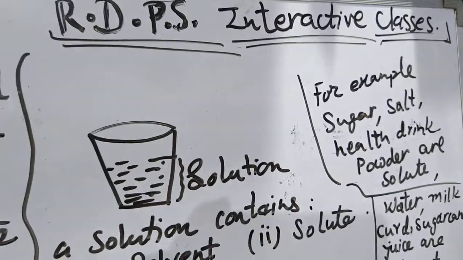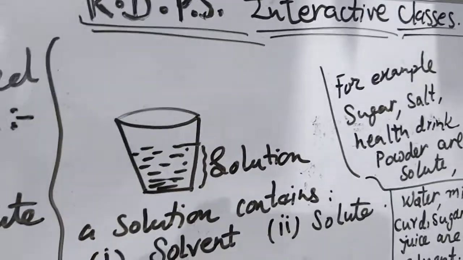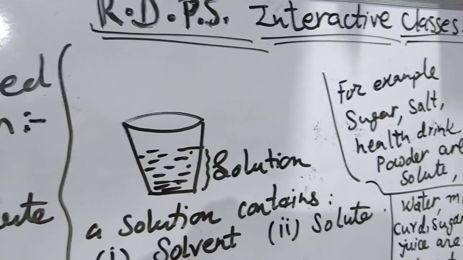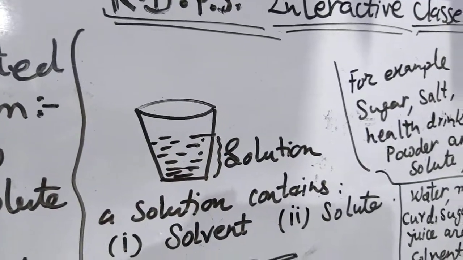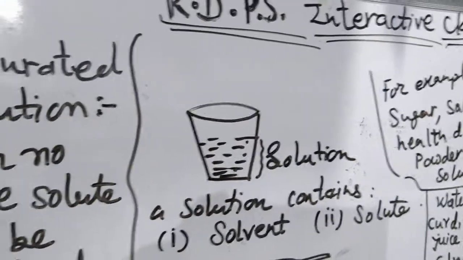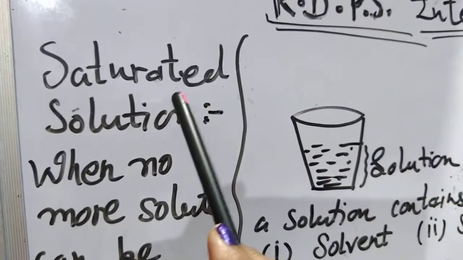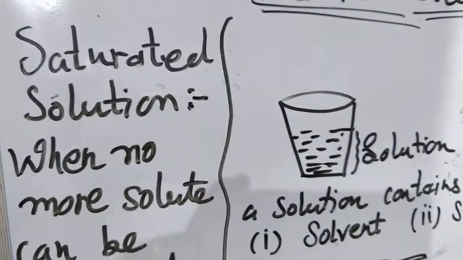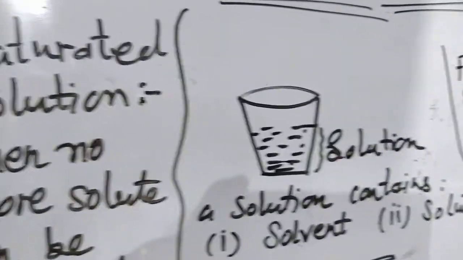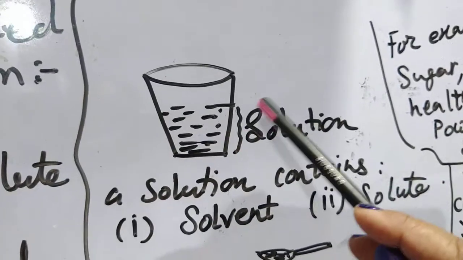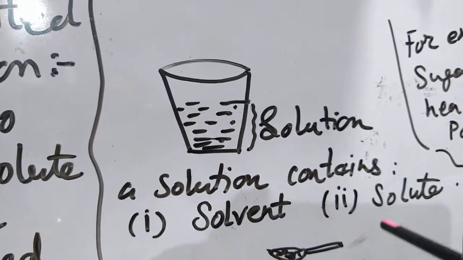So in our chapter 5, students, we have completed all the methods of separation. We had completed till evaporation and condensation. The topic left to be completed is saturated solution. Before starting this topic, I just want to explain something. I just want to let you know about the solvent and solute.